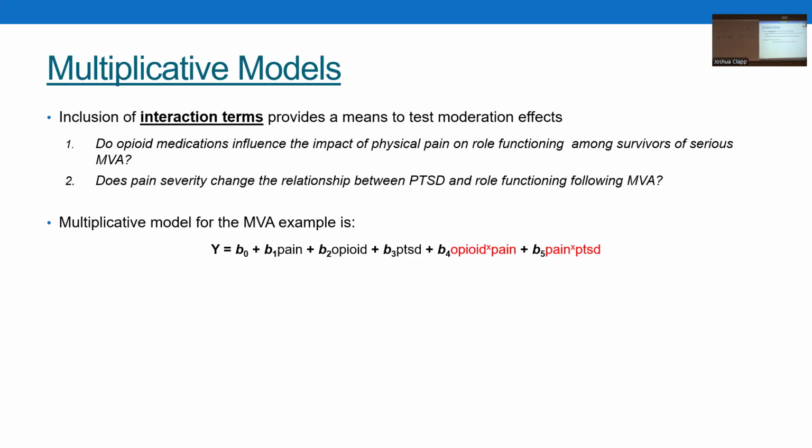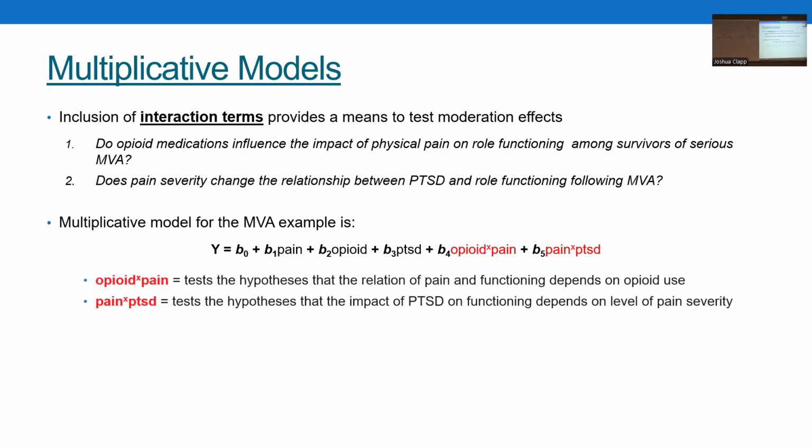So this starts to become more about thinking, how do I go through the introduction of a thesis or a paper? How do I present why I'm doing this in the first place, versus here's just a random collection of variables I threw in a pot and I'm seeing what's falling out. Okay. So here I've got my opiate by pain interaction. This is testing the hypothesis that the relation of pain and functioning depends on opiate use. Pain by PTSD interaction is a test of the hypothesis that the impact of PTSD on functioning depends on level of pain severity.